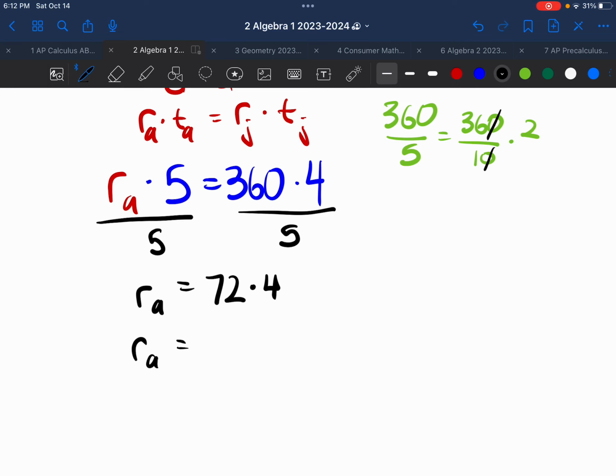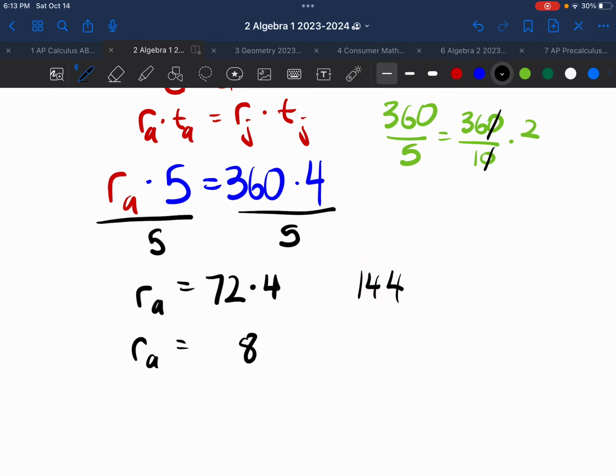To do 72 times 4, anything times 4 is just times 2 times 2, a double. So I can double things pretty quickly in my head, because I can double 2, and I'll just write it down, 4, and I can double 7, and I get 14, so 144. I need to do a double, so I need to double this again. And that's actually going to be written as my final answer, right? Double 4, you get 8.